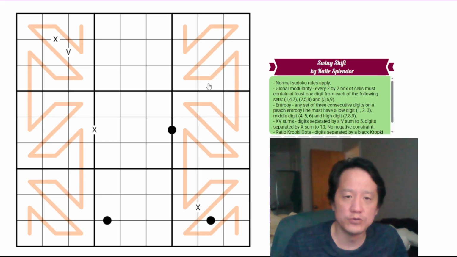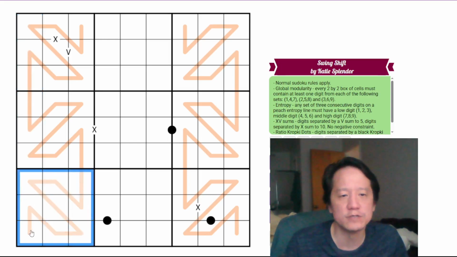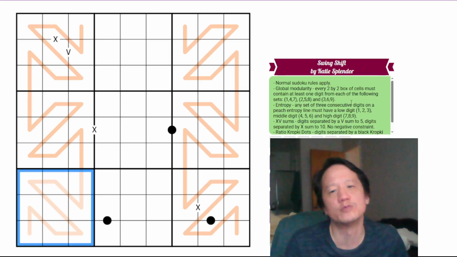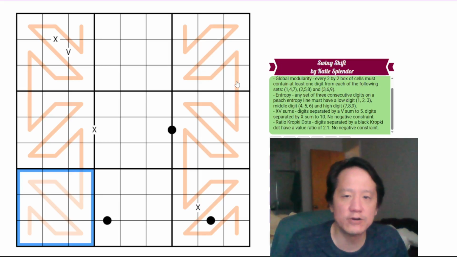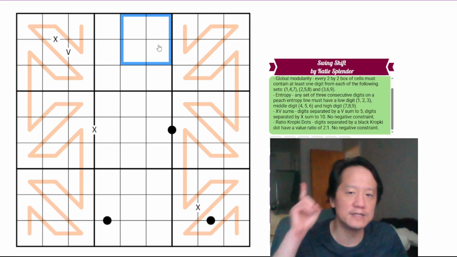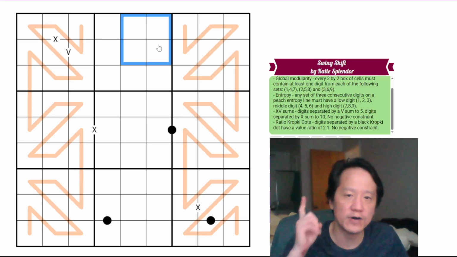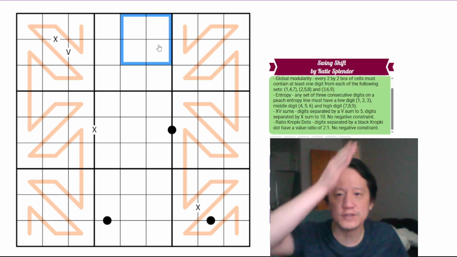Normal Sudoku rules apply, which means fill the entire grid with the digits 1 through 9 such that there are no repeats in any row, column, or designated 9-cell region, which in this case is a box because it's normal Sudoku. We also have global modularity, where every 2 by 2 box of cells must contain at least one digit from each of the following sets: 147, 258, and 369.